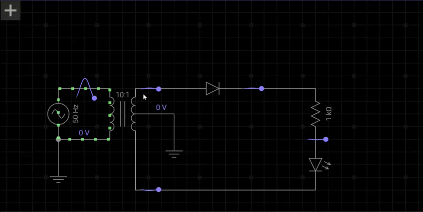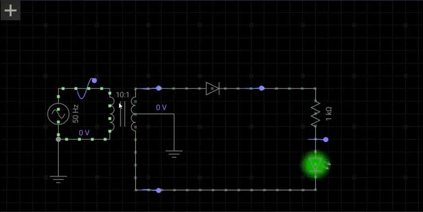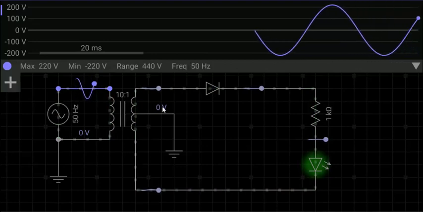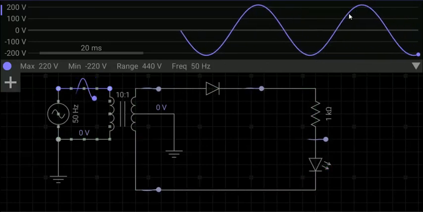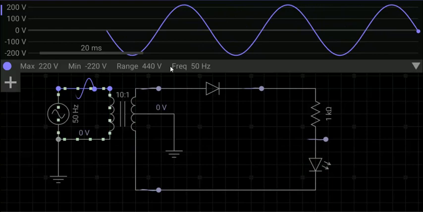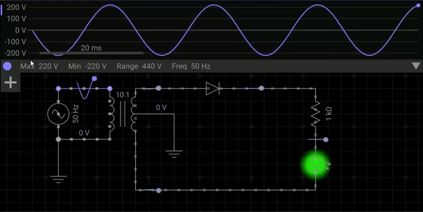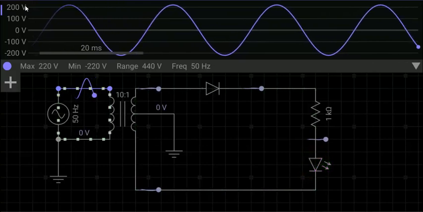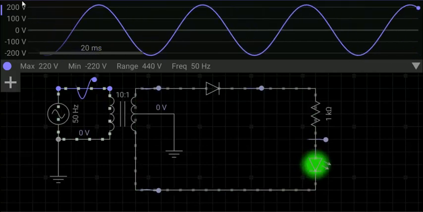At the secondary side, we have a diode, an LED and a resistor which will limit the current in the circuit. Now let us see the voltage at the primary side of the transformer. This is the voltage at the primary side of the transformer, and here we can see it is a sinusoidal voltage with a peak of 200 volt plus to 200 volt minus.